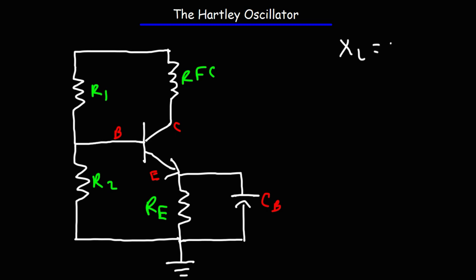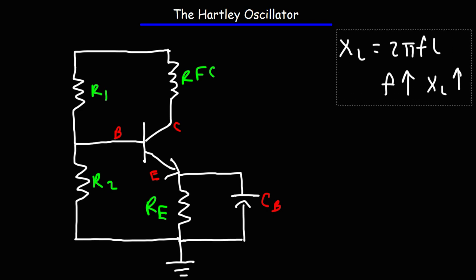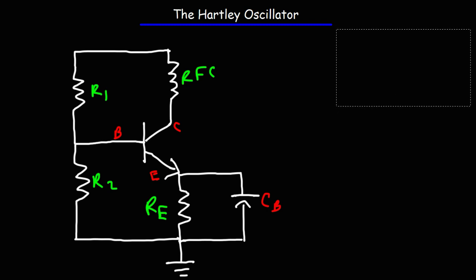The inductive reactance is equal to 2 pi FL. So as the frequency of the oscillations increases, the inductive reactance increases. And as you increase the impedance of this inductor to AC signals, the overall voltage gain will go up as well. However, the internal resistance of the RFC choke is relatively small compared to its reactance at high frequencies.